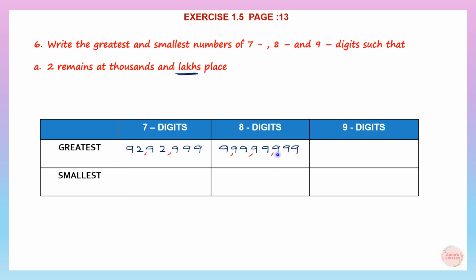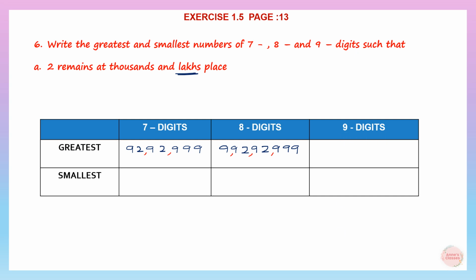So ones, tens, hundreds, thousands. Let's remove this 9 and put 2 there. And again, in the lakhs place: ones, tens, hundreds, thousands, 10,000s, lakh. So remove this 9 and put 2. So now what do we have here? We have 9 crore, 92 lakh, 92,999. Now to form the greatest 9-digit number, we have to write 9 nines.